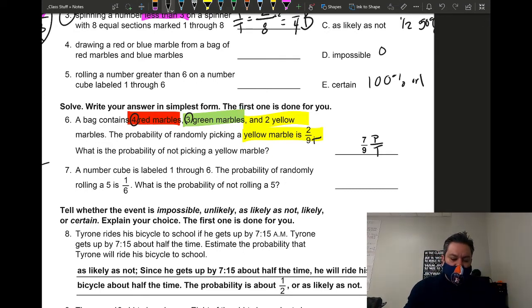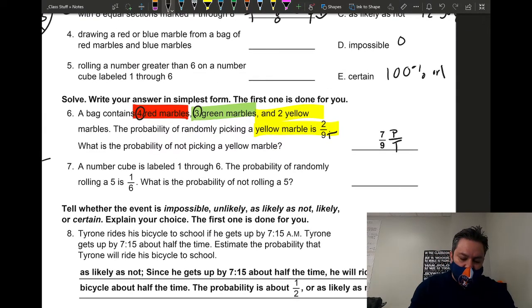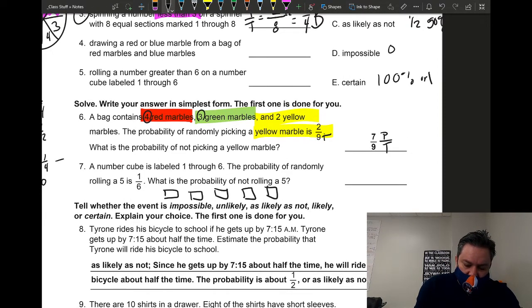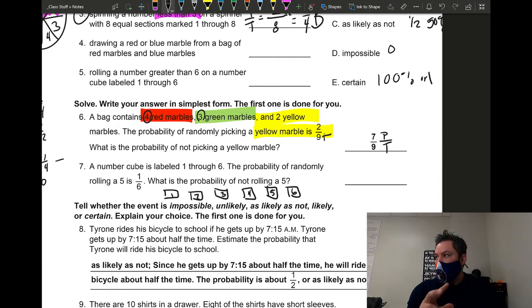Whenever we have something like number 7, it says a number cube is labeled 1 through 6. Go ahead and draw 6 sides and number them. It'll help you a lot. 1, 2, 3, 4, 5, 6. Sometimes you're going to have scenarios where you have 2 1s, 2 2s, 2 3s, and you got to be able to identify all that.